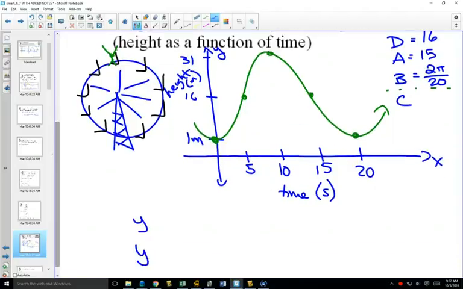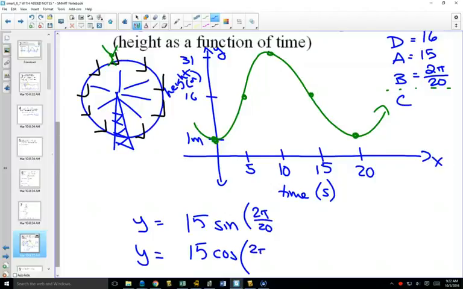Let's find an equation with sine and cos. Again, I can write everything out. A is 15 for both of them. You do one in sine, one in cosine. My B value is 2 pi over 20. I can write that in for both of them. Leave space. And then my D value is plus 16. So the A, B, and D part is going to be the same for sine or cos.